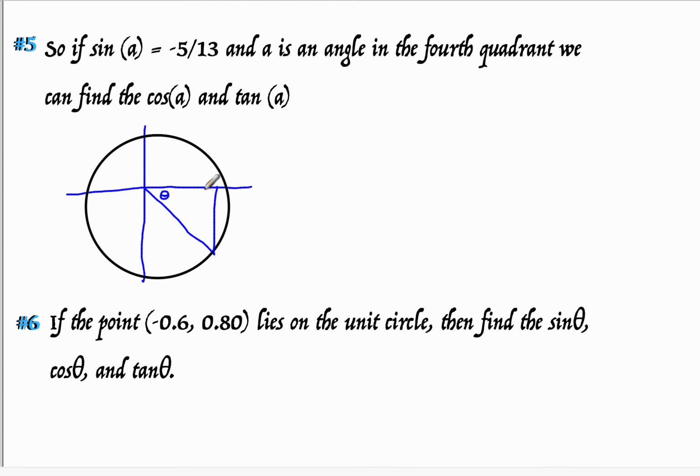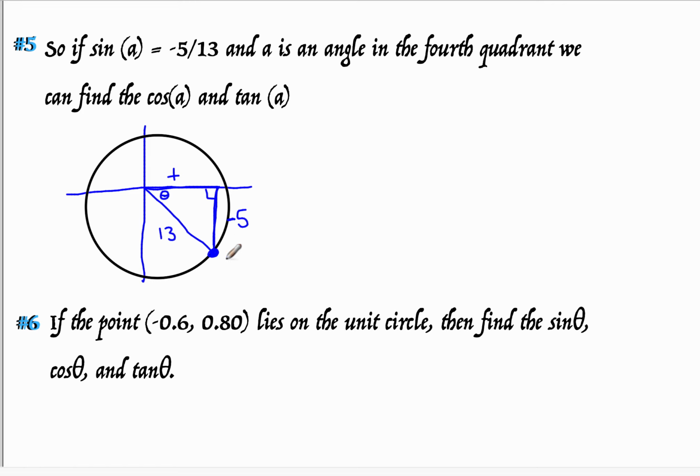We draw our little right triangle, and they gave us some information. The sine is negative 5 over 13. So 5 goes here, 13 goes here, because sine is opposite over hypotenuse. We know the 5 carries the negative because this point is really a direction of going in the positive direction on the x-axis, going the negative direction on the y-axis. They want us to find the cosine and the tangent.